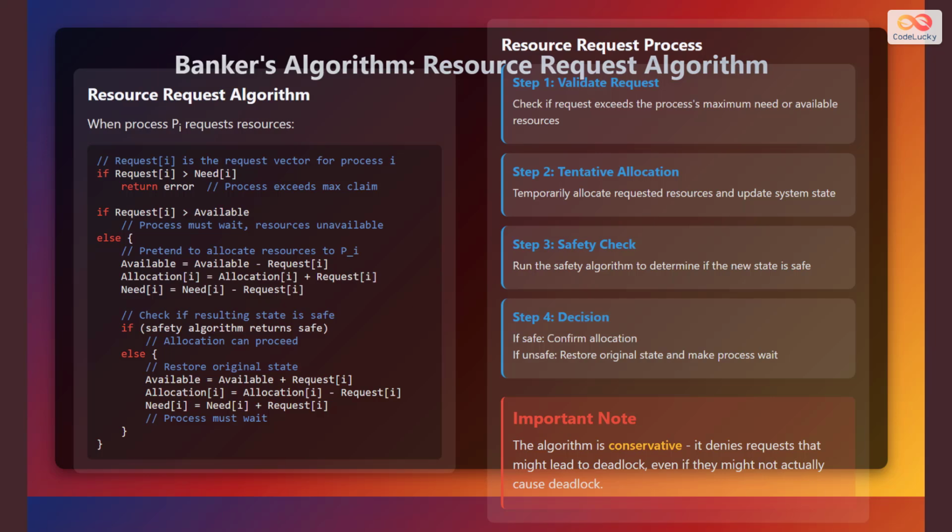The resource request process includes validating the request, tentative allocation, safety check, and making a final decision based on the safety check. It's important to note that this algorithm is conservative. It denies requests that might lead to a deadlock, even if they might not actually cause one.